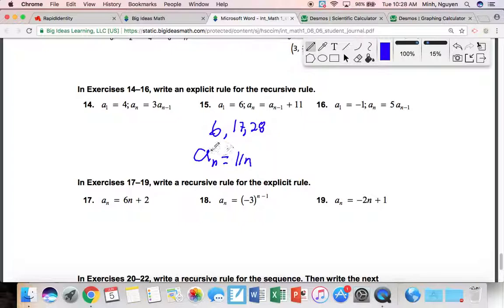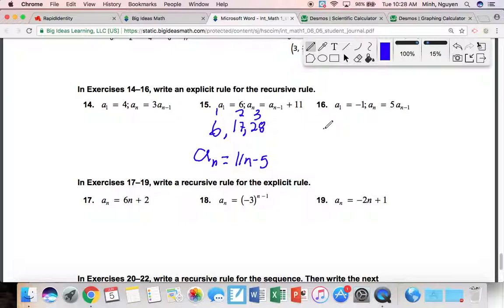Let's see. Minus, what do I do to get 11n minus 5? So 11 times 1 minus 5, 11 times 2 minus 5, 11 times 3 minus 5: 33 minus 5, 22 minus 5, 11 minus 5.